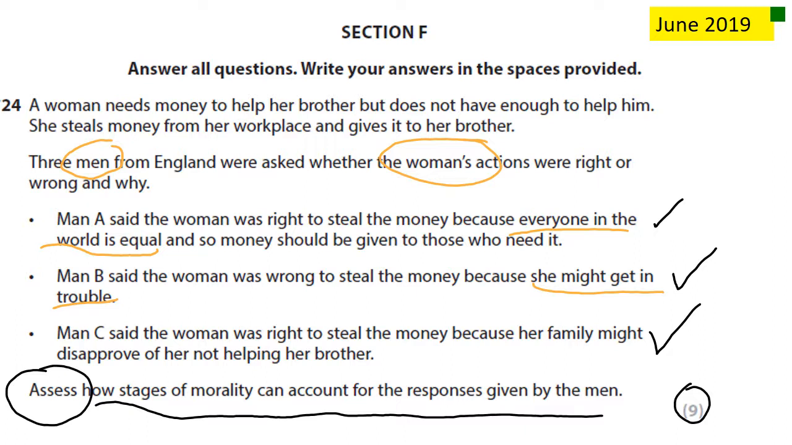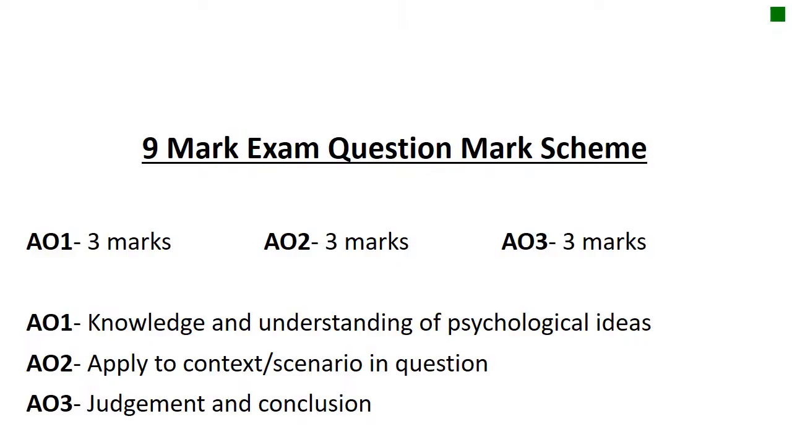Man C said that the woman was right to steal the money because her family might disapprove. Well, we know that that one there straight away is talking about societal norms, acceptance from society, obedience to authority. So we know that that's conventional morality, which is obviously the stage that most adults reach.